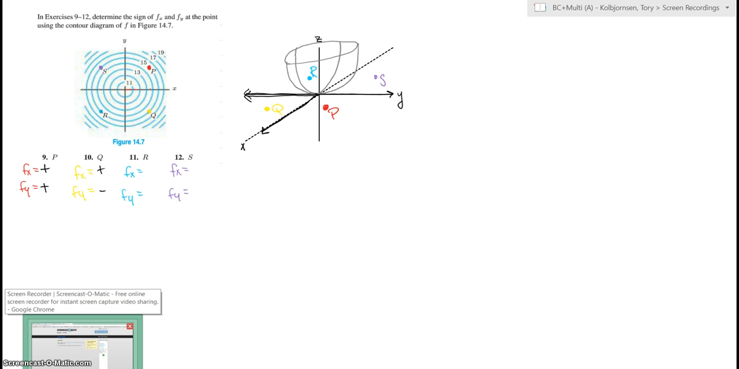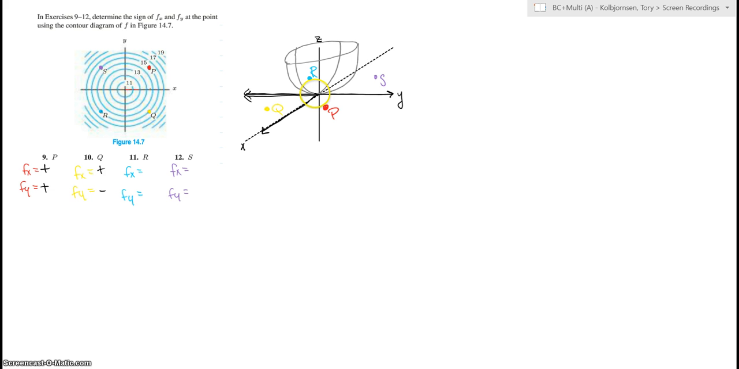Now when we look at point R, we see that as y decreases, z increases, which means that fy is negative, and as x decreases, z increases, so fx is also negative. Finally, for point S, we see that as y increases, z increases, so fy is positive. However, as x is decreasing, z is increasing, so the relationship is negative.